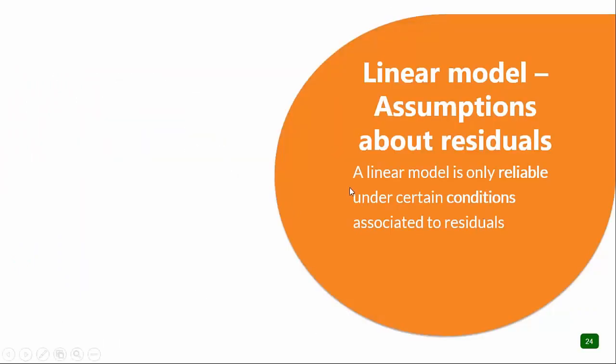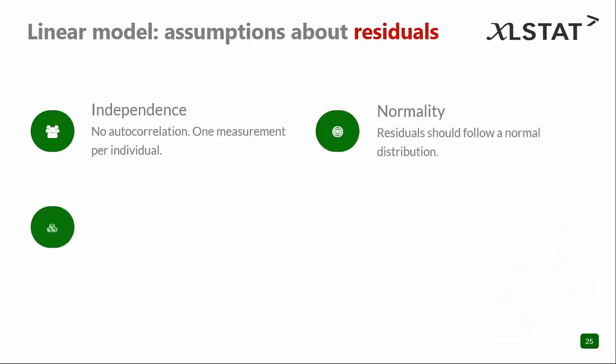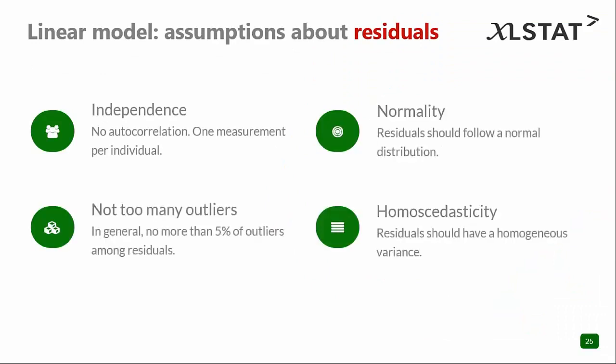So now that we've built our linear regression, we'll check the assumptions about residuals. A model is reliable, or the estimations of the parameters of our model are reliable, only under certain conditions that are linked to residuals. And those are the main conditions we should check. First, residuals should be independent, no autocorrelation, and should have 1 measurement per individual or per statistical unit. So if you had 2 measurements for a specific client, here we would have had some autocorrelation between those 2 measurements as they're linked to the same person. So there shouldn't be any link between the measurements. They should all be independent.